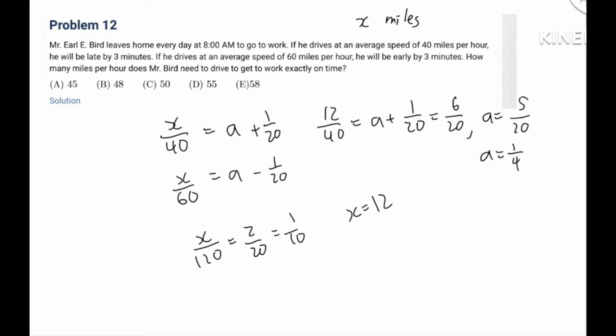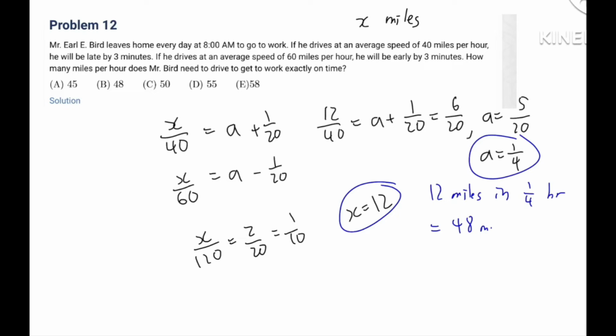So he would need to drive 12 miles. So using this and this, he will need to drive 12 miles in 1/4 of an hour. So this is 48 miles per hour. So this would be B.